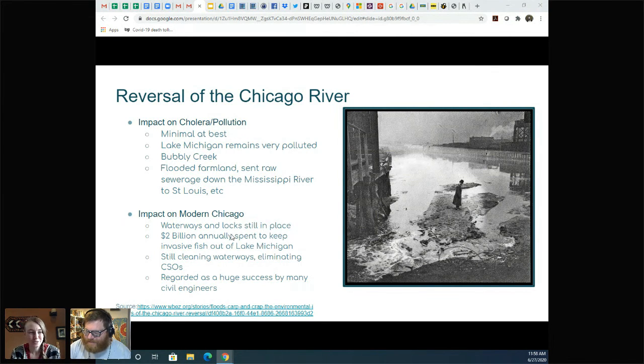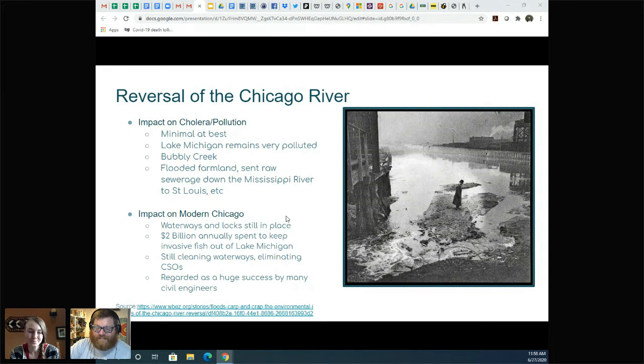And to this day, this is an issue because now this water system creates the possibility that invasive species that have taken over the Mississippi are going to get out into the Great Lakes and cause ecological devastation. And so the city and the state and the government spend $2 billion annually on defenses to keep the invasive fish out, including an electrified fish fence.